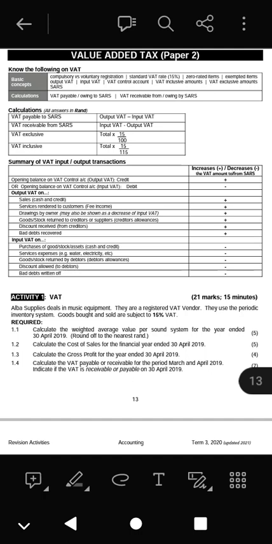Let's now look at the calculations. How do we make VAT calculations? In South Africa, the standard rate for VAT is 15%. 15% is charged on goods and services in South Africa, even though we also have some other items that are zero rated, and other items that are exempted from VAT. Let me explain what zero rated items are and what exempted items are.